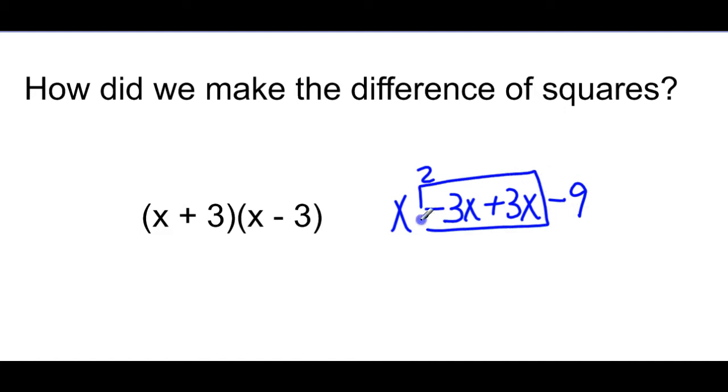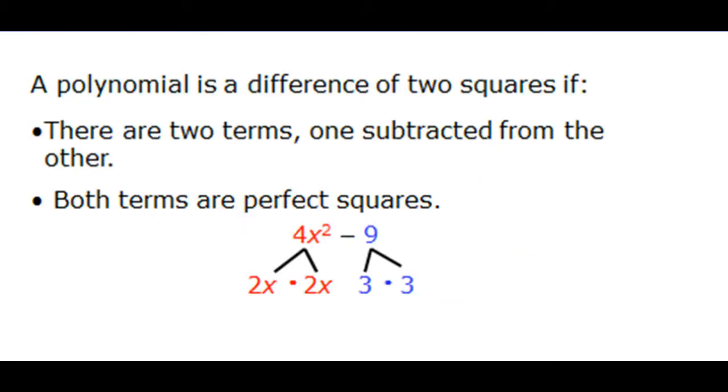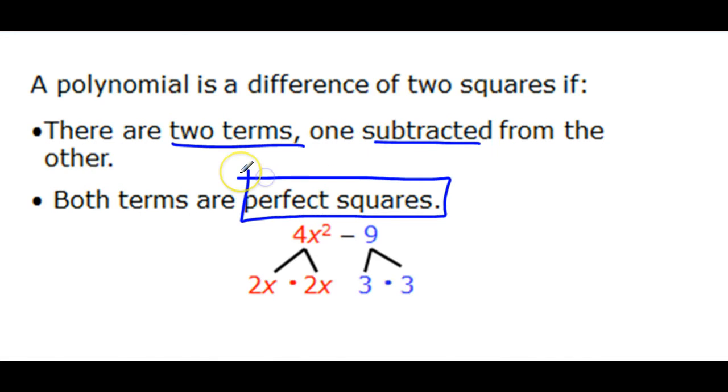The outers and the inners always canceled out in a case like this, and we ended up with x squared minus 9. So how do we recognize that? Very easy. There are two terms, that's the binomial, that are perfect squares, and they are subtracted. So two perfect squares subtracted. This is the easiest one to recognize.